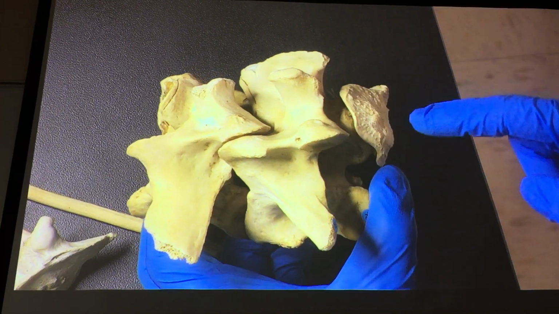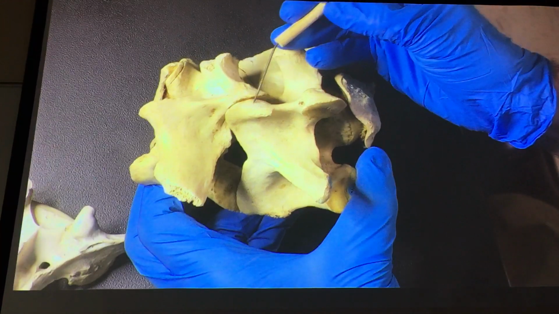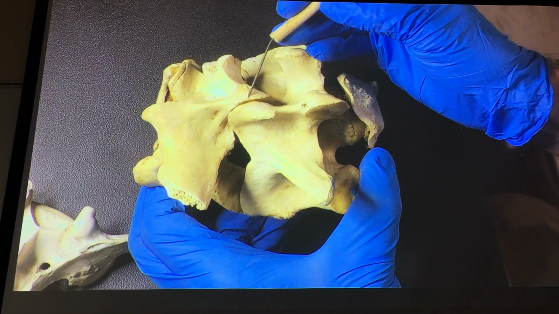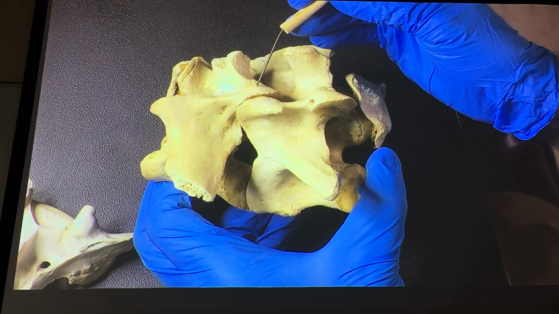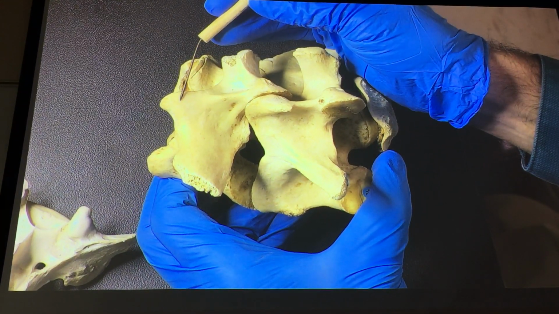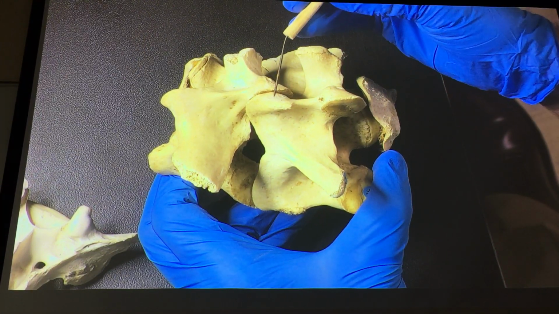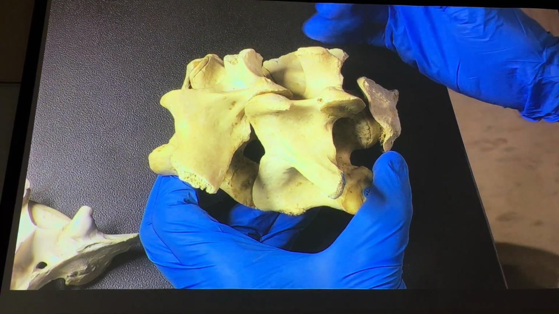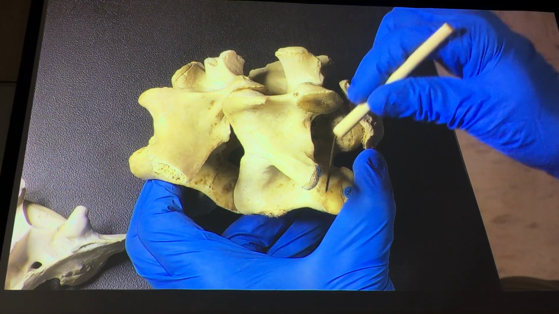So what we're going to see happening is, let's get back to pointing so my fingers don't block things. The cranial articulating process of this vertebra is going to be attaching to the caudal articulating process of the previous vertebra, and this one's caudal articulating process is going to be attaching to the cranial one of the next vertebra. So we're going to see caudal to cranial, or cranial to caudal, depending on how you want to focus. So here we have our caudal articulating processes, cranial articulating processes.